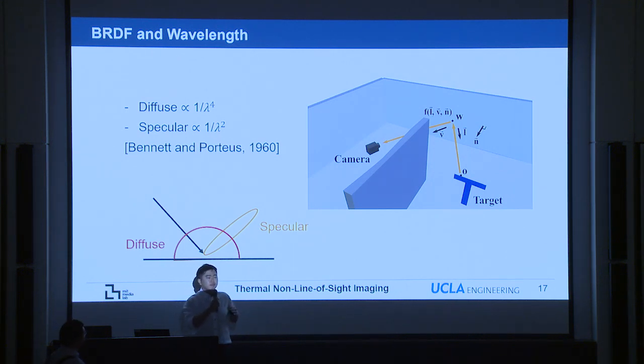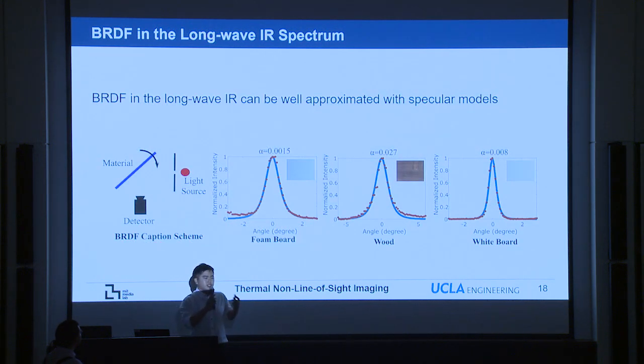Diffuse reflection is a random scattering that sends the photon all over the angles uniformly. The specular reflection is more like a mirror-like reflection with some angle width. The strength of these 2 terms depends on the wavelengths of the light and the roughness of the surface. With long-wave IR, the wavelengths become longer than the roughness, and the specular reflection dominates the surface reflection. We actually capture the surface reflectance of some materials and see that the diffuse reflection can be ignored or is negligible for different types of surfaces.